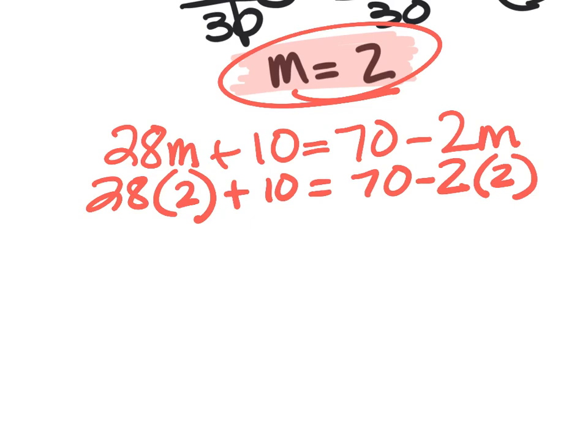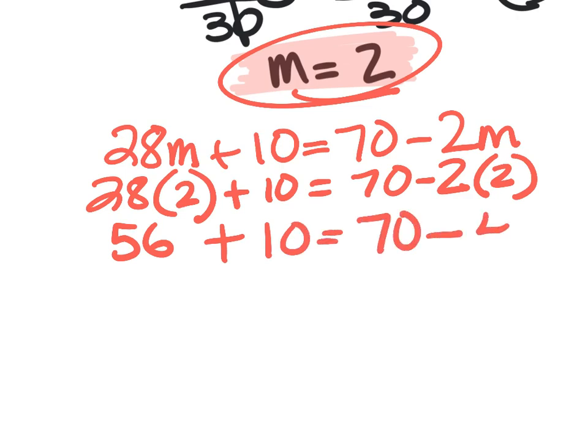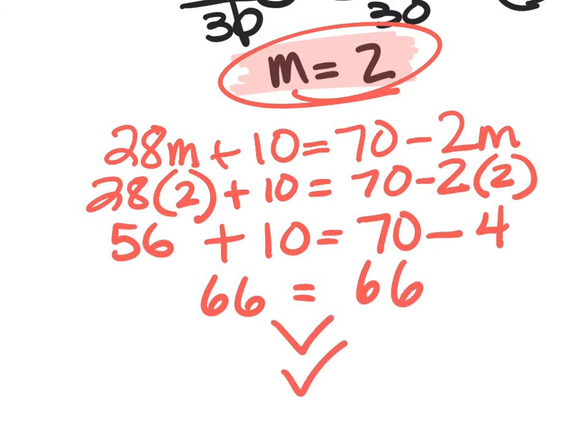So what is 28 times 2? It's 56 plus 10 equals 70 minus 4. So we have to be careful that we do order of operations, because it's not 70 minus 2. It's 2 times 2. 2 times negative 2, which is negative 4. And then we're going to take that away from 70. So this is 66, and this equals 66, and these are the same, so that means I did it right. So that means 2 is the answer for m.